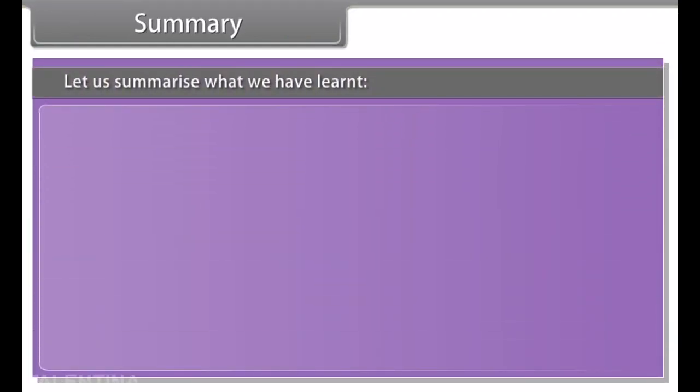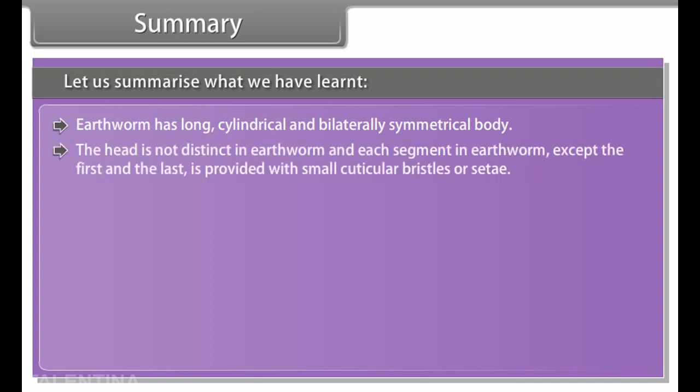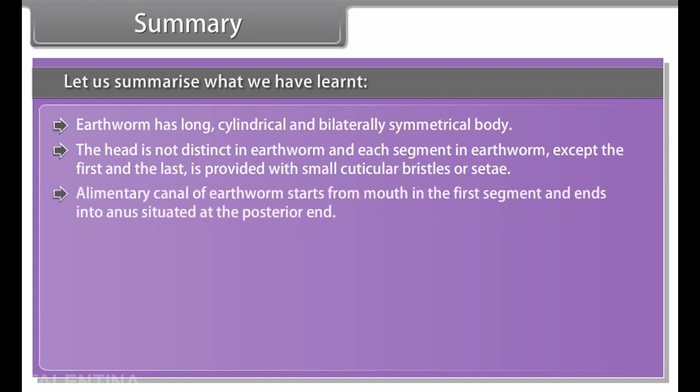Summary. Let us summarize what we have learnt. Earthworm has a long, cylindrical and bilaterally symmetrical body. The head is not distinct in earthworm, and each segment in earthworm, except the first and the last, is provided with small cuticular bristles or setae. Alimentary canal of earthworm starts from the mouth in the first segment and ends into anus situated at the posterior end. Earthworm has a closed circulatory system.